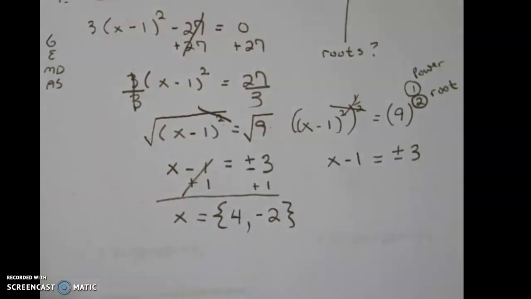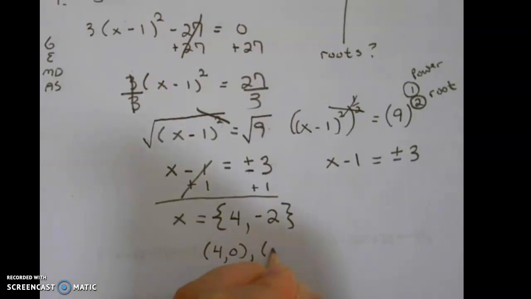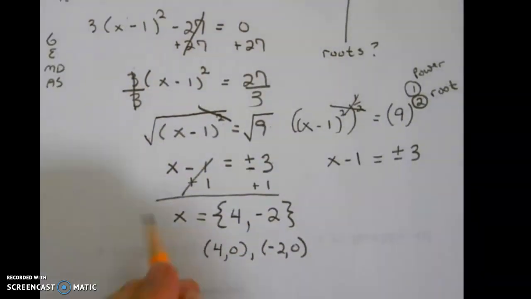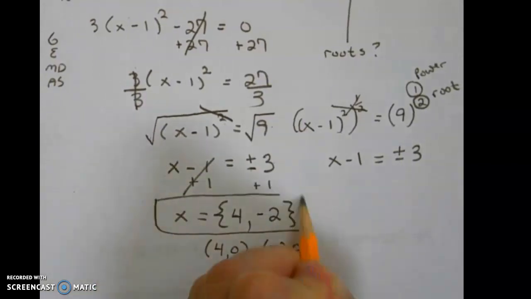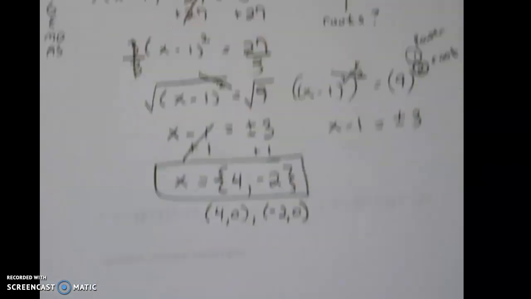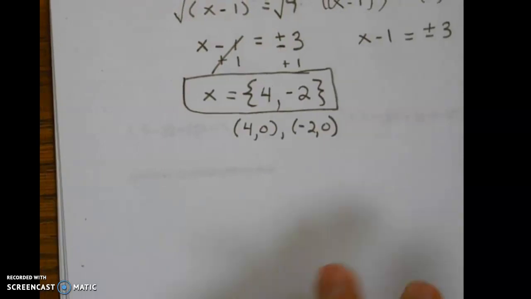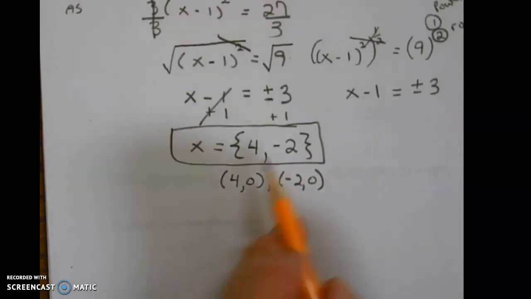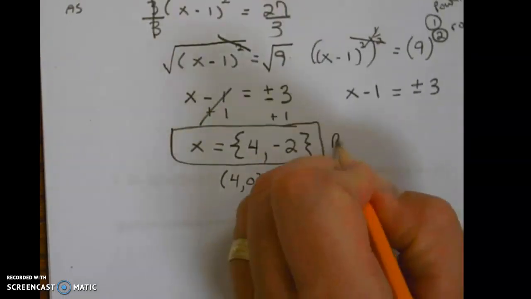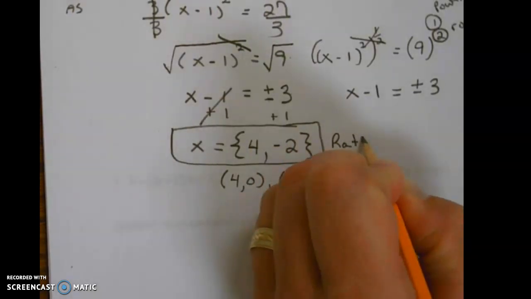But if for some reason I asked you for the x-intercepts, then of course you would write it in point form. But when you're solving, this is fine. Okay, let's look at another example. And by the way, when you get numbers that look like these, they are called rational numbers.